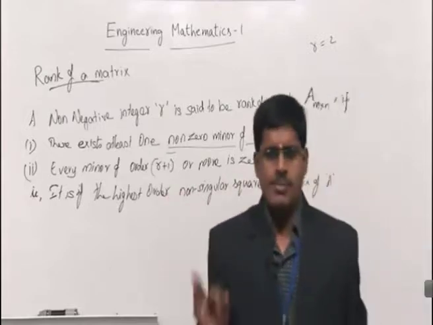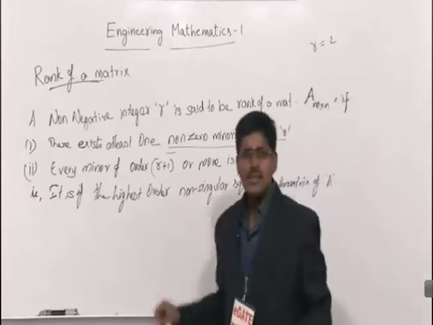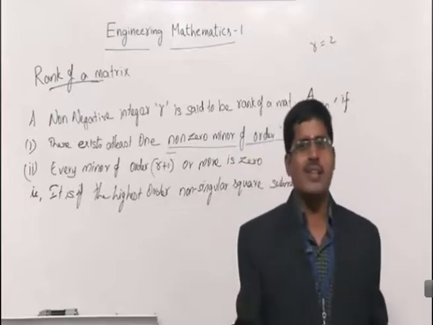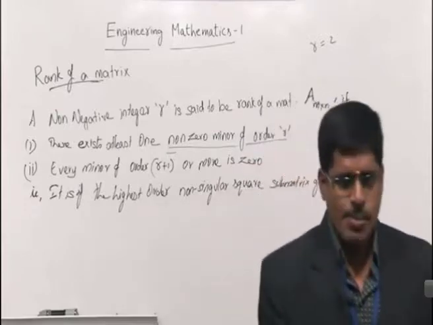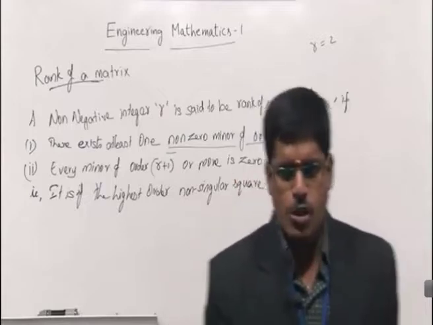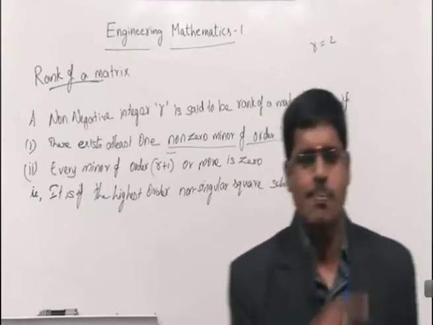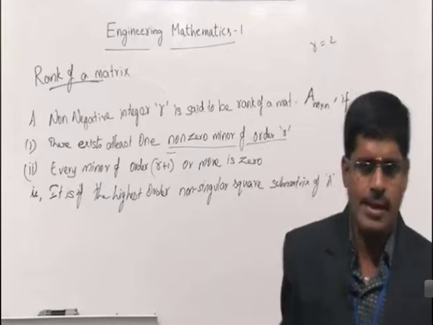Okay, once again I am defining this in a single sentence. Find the highest square submatrix and then its determinant. If that value is not equal to 0, then the order of the highest square submatrix is called the rank of the matrix. Okay.